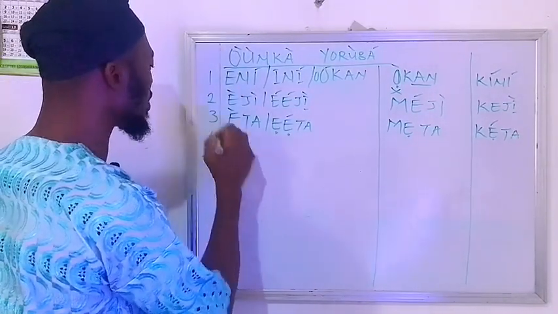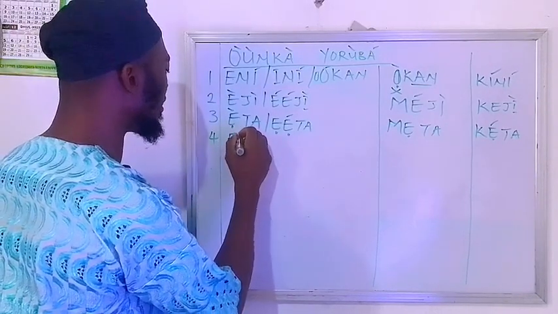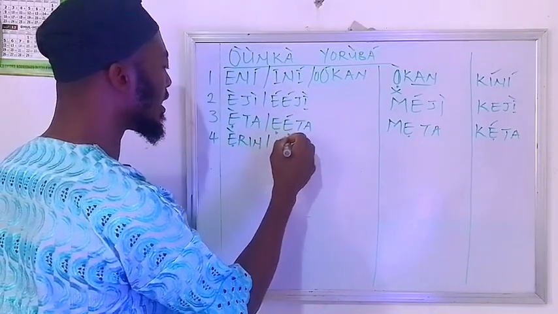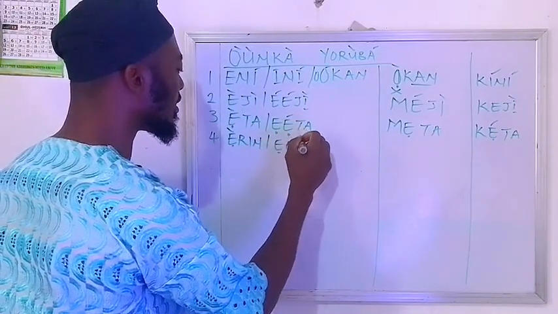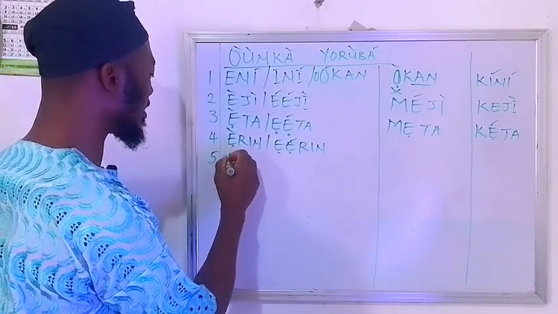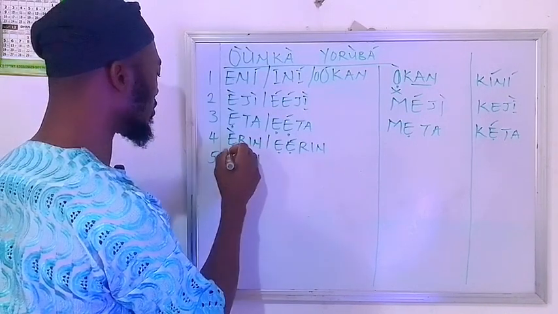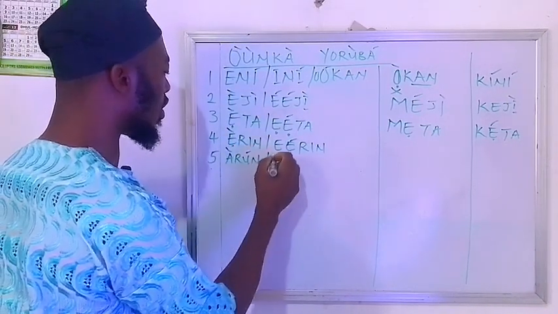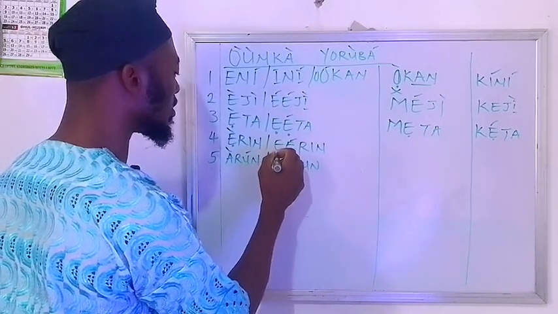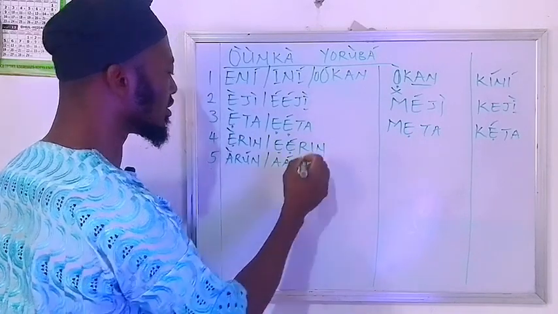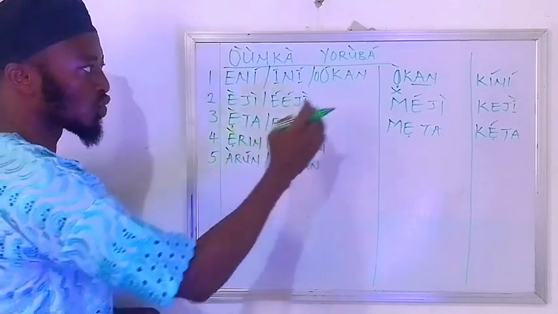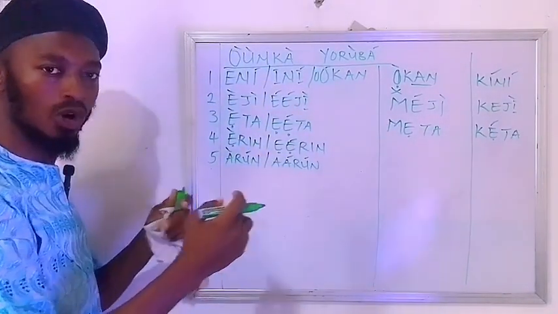So 4, what is 4? Ẹ̀rin, dòre, or ẹ̀rin, re, mi, re. 5 is àrún, dò, mí, or àrún, re, mi, mi, àrún. So let's just deal with the number first, then we'll go to the counting and positioning so that it becomes more easier, right?